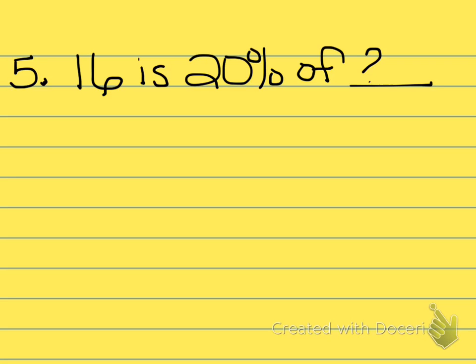All right, now for number 5, this is an example from 2.8 that we just did. It's 16 is 20% of what number? And there were 2 different methods that you learned for this one, so I'm going to show both of them.